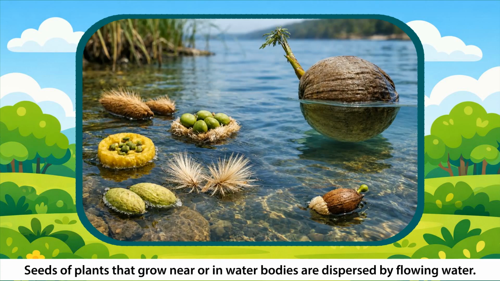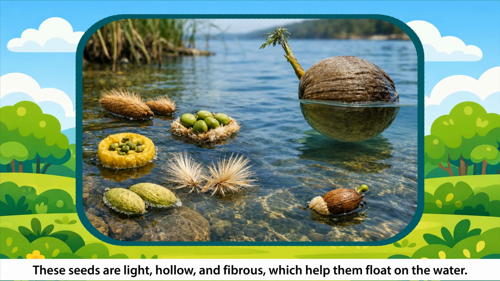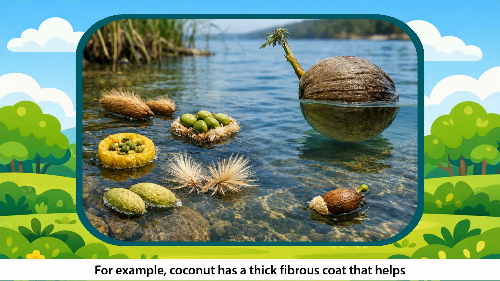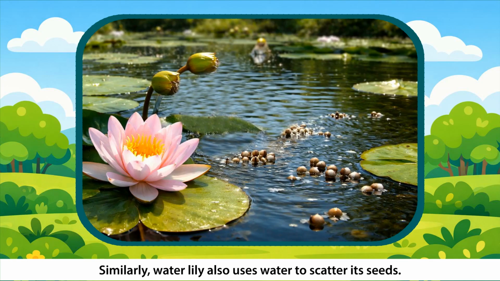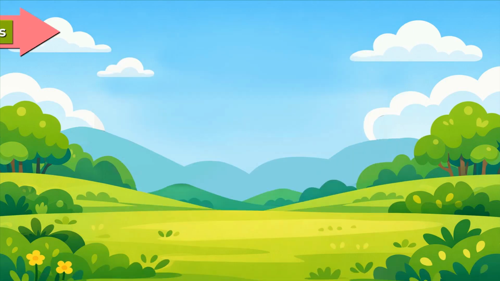Dispersal by water. Seeds of plants that grow near or in water bodies are dispersed by flowing water. These seeds are light, hollow and fibrous, which help them float on the water. For example, coconut has a thick fibrous coat that helps it float for thousands of kilometers across seas and oceans. The fruit of the lotus is spongy and floats freely on water. Similarly, water lily also uses water to scatter its seeds.